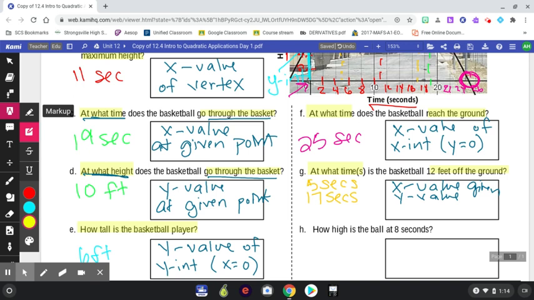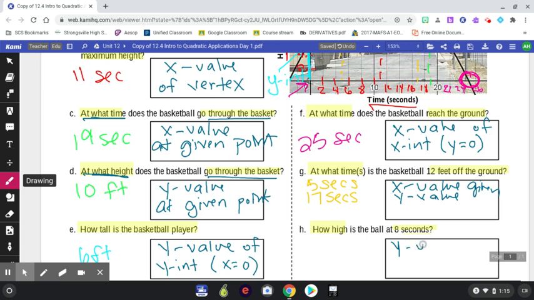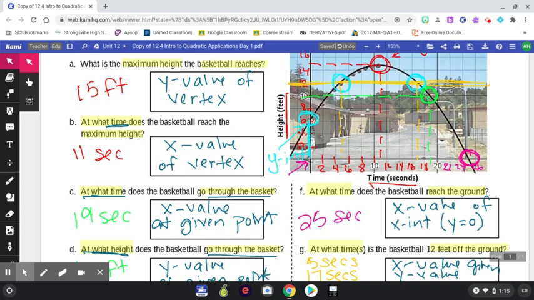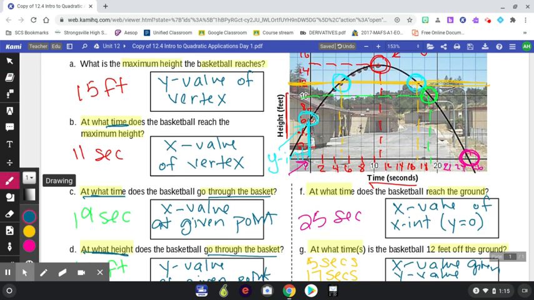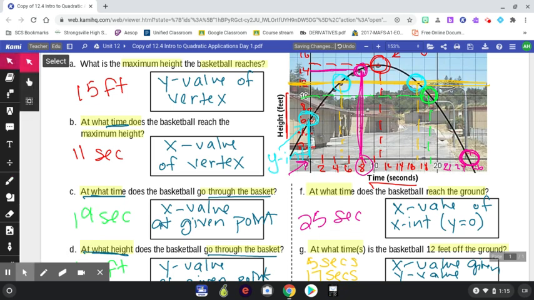It says, how high is the ball at 8 seconds? Okay. So again, they're asking me for a height, and a height means that I'm answering with a y value because that's the label on the y-axis, and I'm given time, which is an x value. Okay. And so if I look back up at my graph, and it says, how high is the ball at 8 seconds? All right, 8 seconds is right here. And so if I trace my eye up, I have the basketball here, and if I trace that over, that was 14 feet.